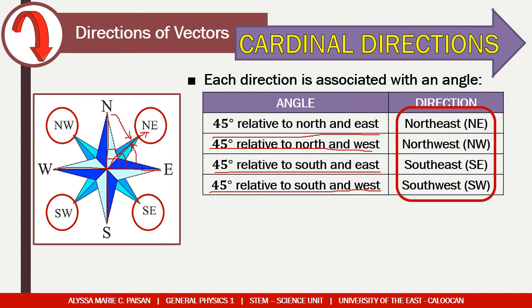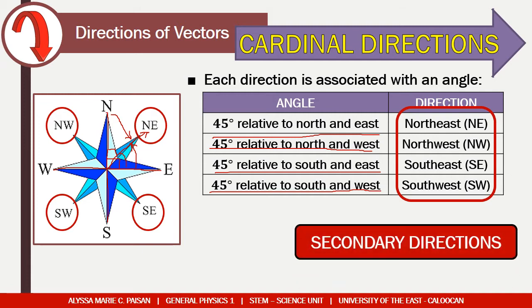When we say northeast, that's 45 degrees relative to north and east. And then northwest is 45 degrees relative to north and west. If it's southeast, it's 45 degrees relative to south and east. And if it's southwest, it's 45 degrees relative to south and west. Well, what does that mean? It means like this. Let's draw, no?